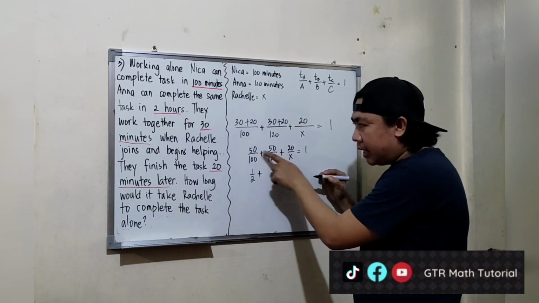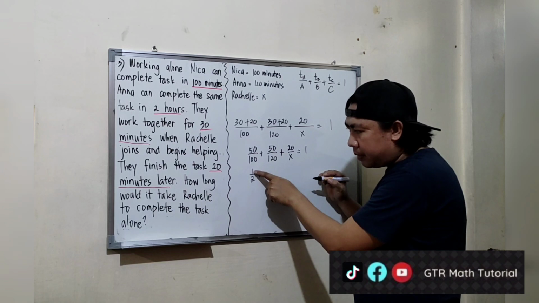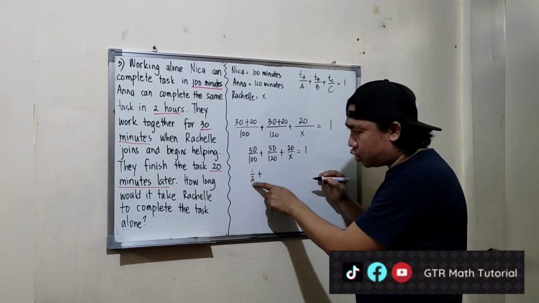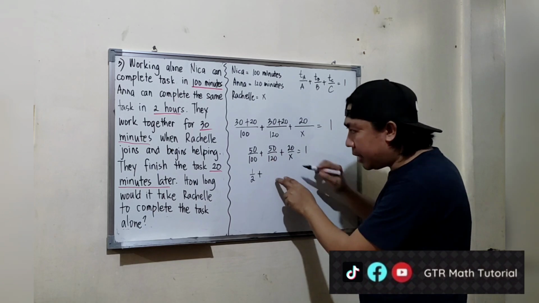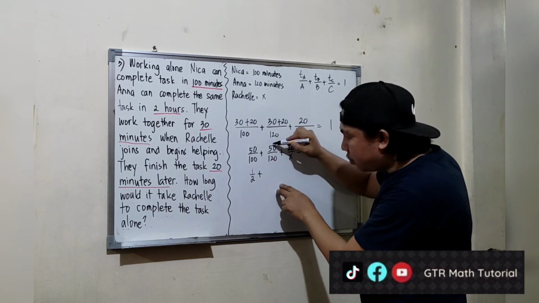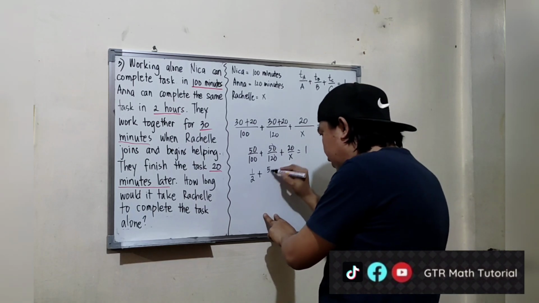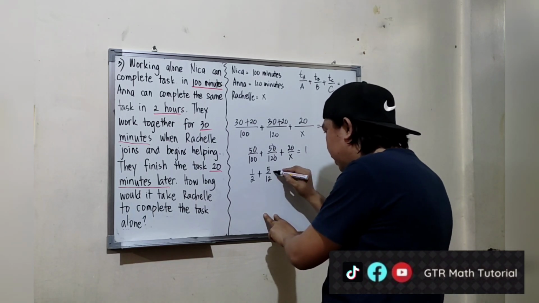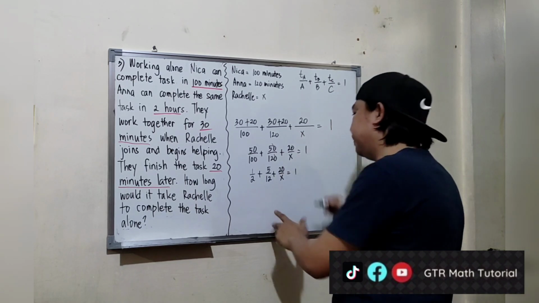Plus, divide lang both sa 50. 100 divided by 50 is 2. So, ito naman, 50 over 120, divide natin sa 10, or simply, cancel lang natin yung 0. So, we have 5 over 12. Yan. So, para mas madaling magsagot, plus 20 over X equals 1.